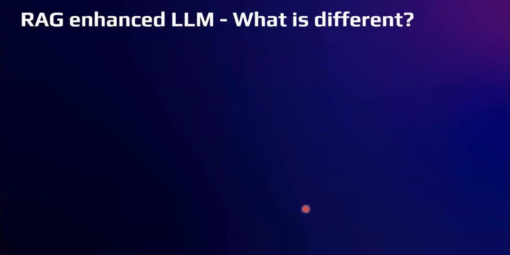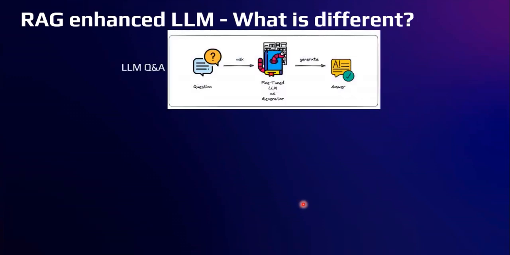So, RAG enhanced large language model, what is the difference? First, we start off with your traditional large language model, where you have a question and you ask that question in a large language model. Your large language model will crunch a lot of numbers, and then you'll generate a response that hopefully answers your question. So this is your traditional large language model.